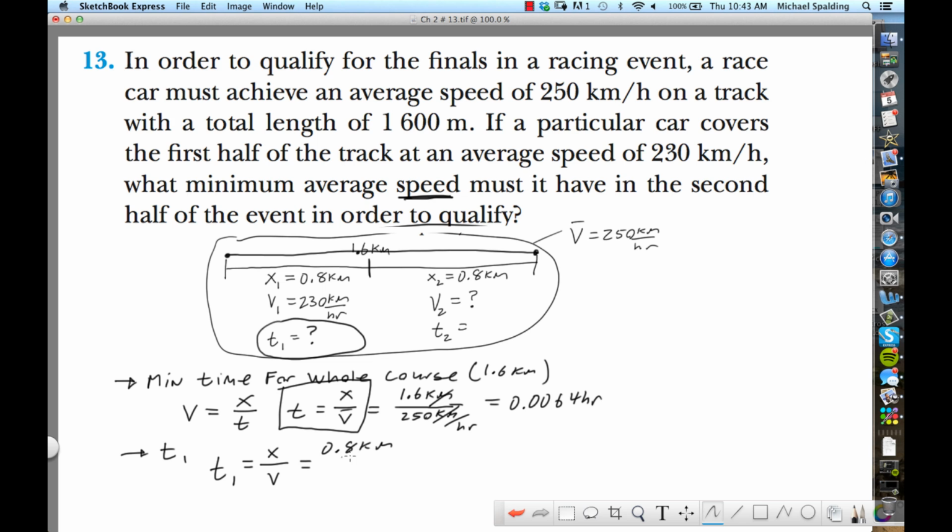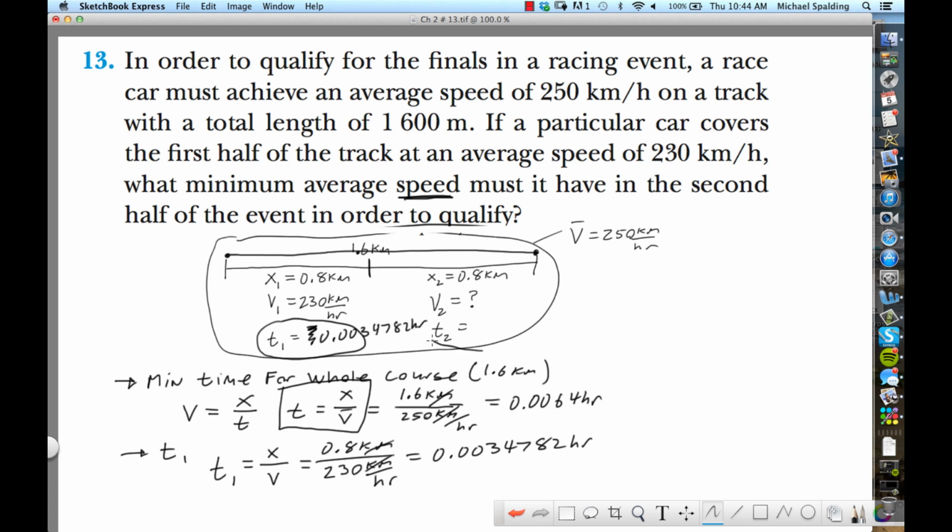0.8 kilometers. And we're told that the first half lap, he had an average velocity or average speed of 230 kilometers per hour. So in the first half lap, the time that went by was 0.00, and don't round this, 34782 hours. Okay? So we now have this guy. This is no longer a question mark. This is 0.003478 hours.